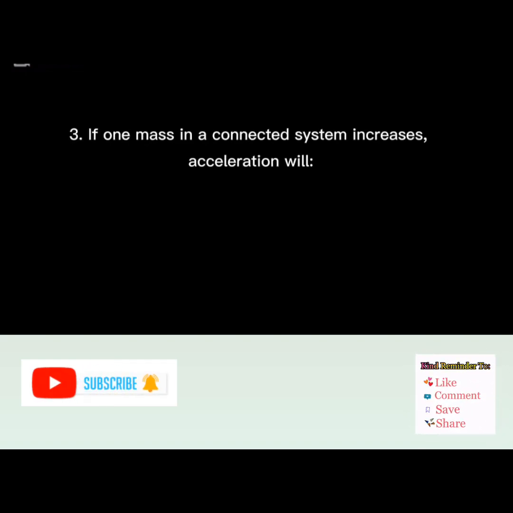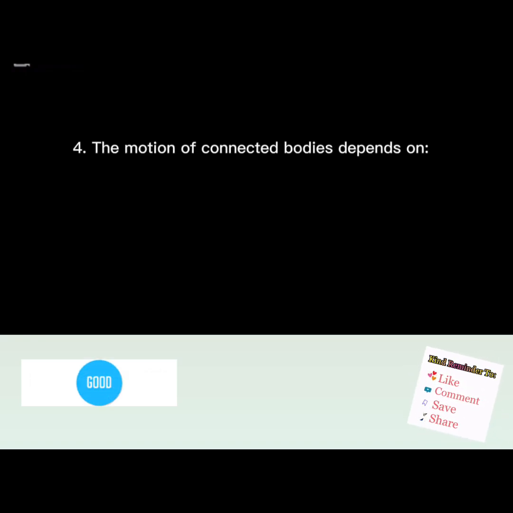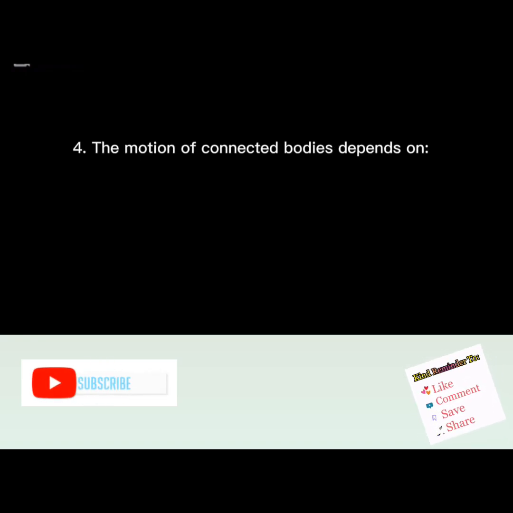3. If one mass in a connected system increases, acceleration will: A. Increase. B. Decrease. C. Remain same. D. Become zero. Answer: A. Increase.